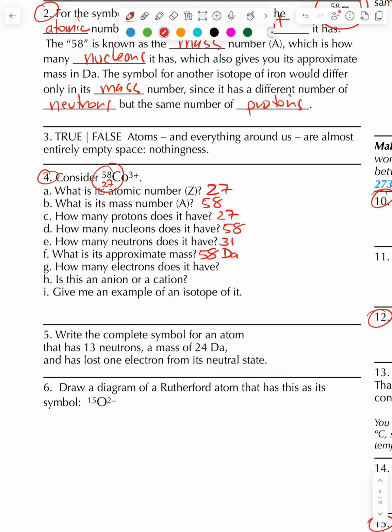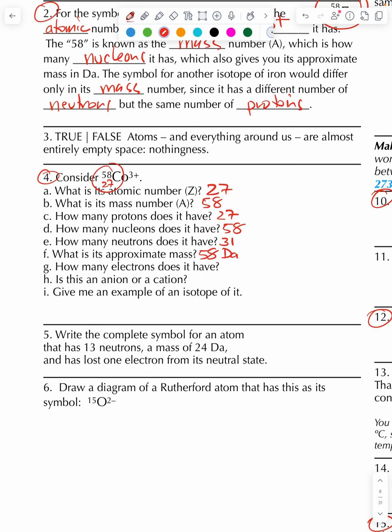Electrons, well, notice it has 27 protons, but the charge is plus 3. So it must only have 24 electrons. Now, since it's a positive ion, it's a cation. And an isotope would still have to be cobalt, but a different mass number. I'll say cobalt 60, and it doesn't matter what the charge is. Okay.